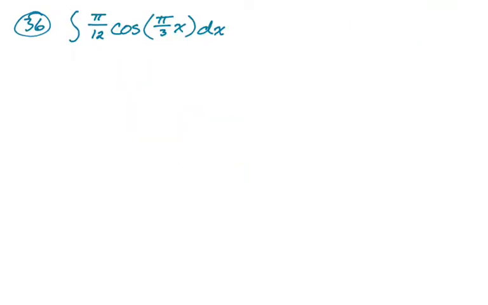Integral of pi over 12 cosine of pi over 3 times x dx. Straight up u substitution. I'm going to let u equal the argument of the trig function. This one's a little weird because of the pi's that are involved. Don't let that scare you. Just do the work. If you end up with pi in a numerator, fine. If it's in a denominator, fine. It doesn't make a difference. So du is pi over 3 dx, which means 3 over pi du is equal to dx.